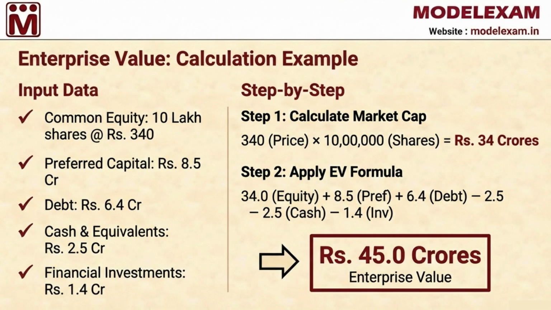It also has preferred capital of 8.5 crores, debt of 6.4 crores, cash reserves of 2.5 crores, and financial investments of 1.4 crores. First, we calculate market cap, which is 340 multiplied by 10 lakhs, giving us 34 crores. Then to find the enterprise value, we take 34 plus 8.5 plus 6.4 minus 2.5 minus 1.4. This gives us a final enterprise value of 45.0 crores.